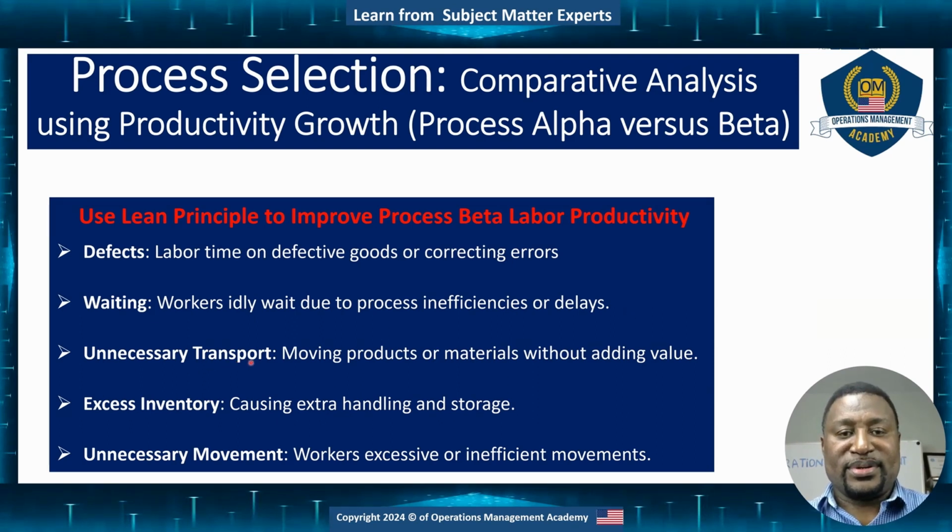Then there is unnecessary transport, moving products and material without adding value. Excess inventory causes extra handling and storage. If you have excess inventory, you will spend time transporting and moving it. And then unnecessary movement, where workers make excessive or inefficient movements that do not add value. So the operations manager will have to examine what's going on with process beta to improve its labor productivity.